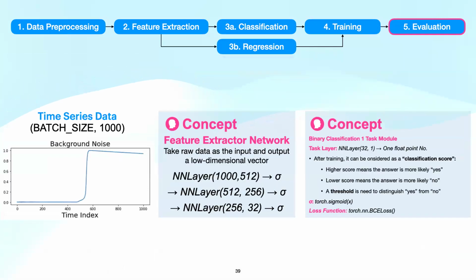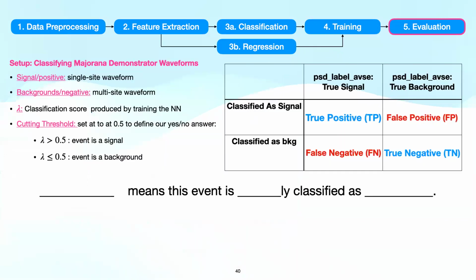So lastly, I want to discuss how you can quantify how well the model does. Now we build a classifier, and we feed the input through the feature extraction network. We use the binary classification task module to output a score for every single waveform. It's a floating point number between 0 and 1. A higher score means it's more likely yes, and a lower score means more likely no. So how can I know how well my neural network model is doing in terms of classifying signal from background? This is the setup of the problem.